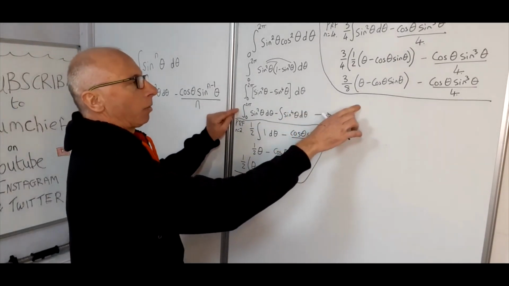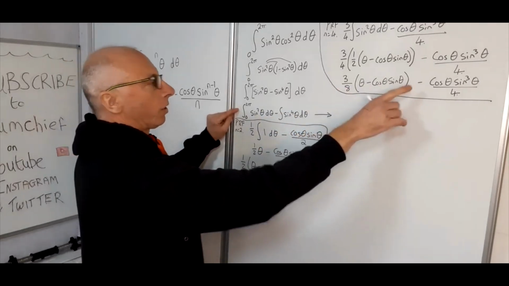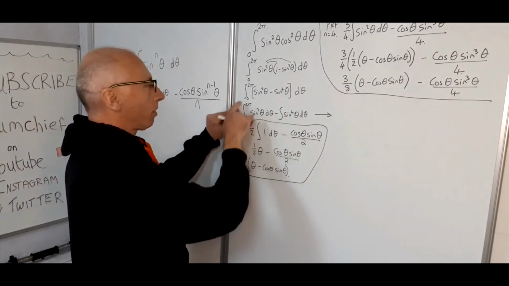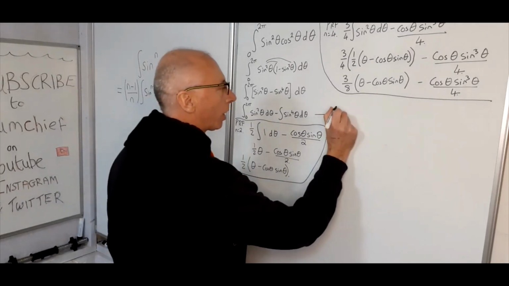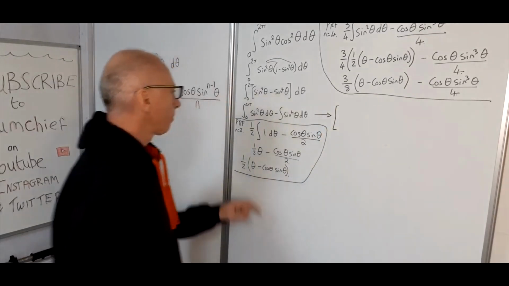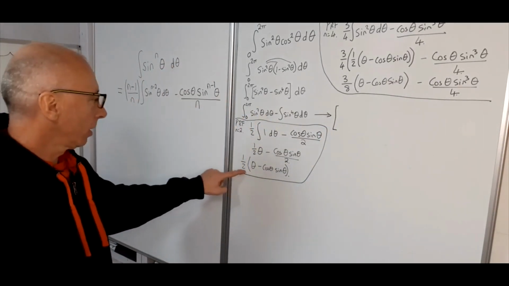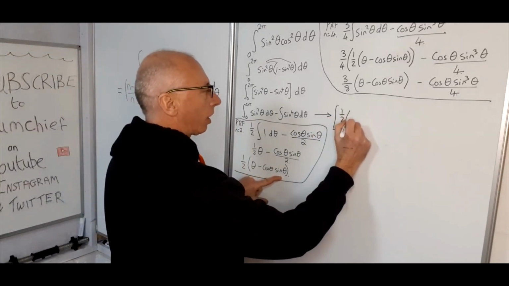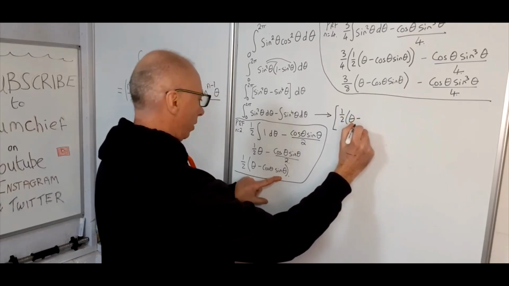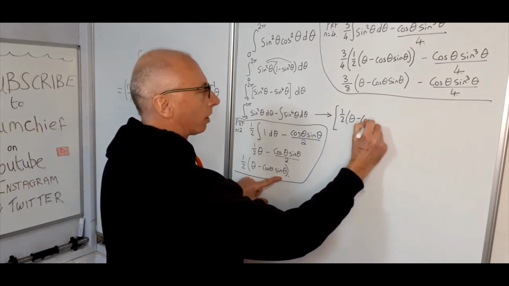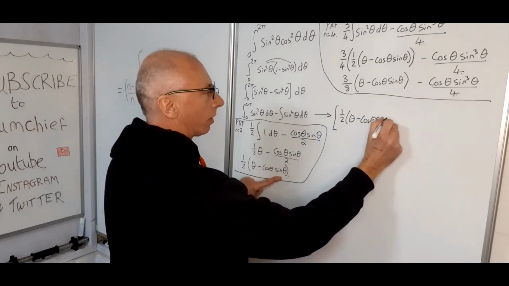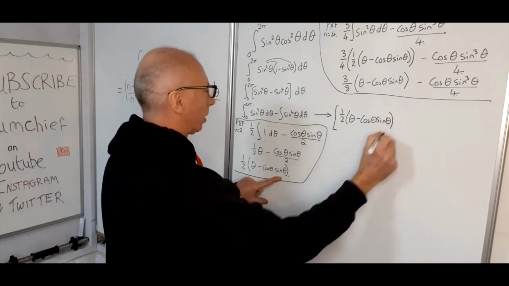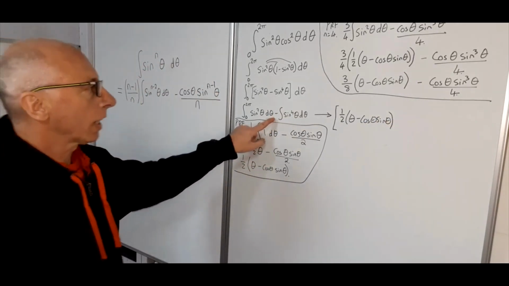So now all we need to do is calculate all of this subtracted, from 0 to 2 pi. So put a nice bracket there. Sine squared theta was this one. So we've got 1/2 of theta minus cosine theta sine theta. And then we're going to subtract.